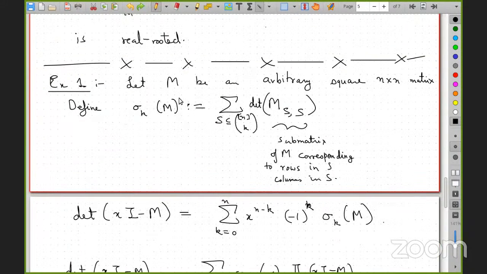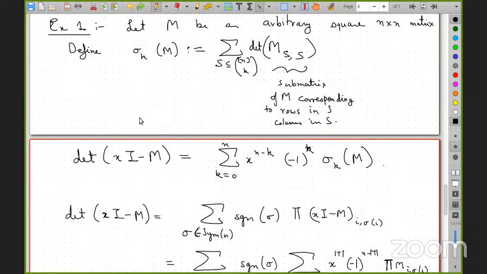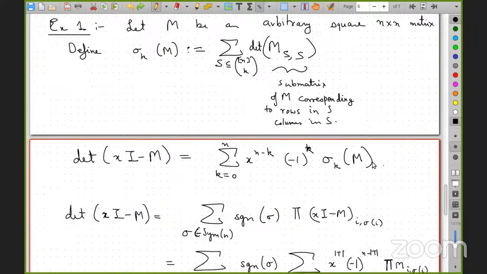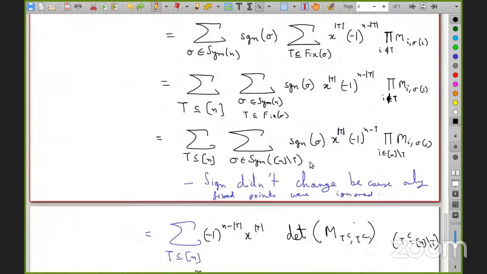So we started off with some simple exercise over determinants. The first one was a simple expansion: if you look at the characteristic polynomial of any matrix M and expand it out in powers of x, the corresponding coefficients, up to sign, are the kth minors. The coefficient of x to the n minus k is minus 1 to the power k times the sum of all the kth minors of M. You go over all square submatrices of M of size k cross k, taking the same rows and the same columns, take the corresponding determinant, and sum them up over all such sets. That is a simple proof.